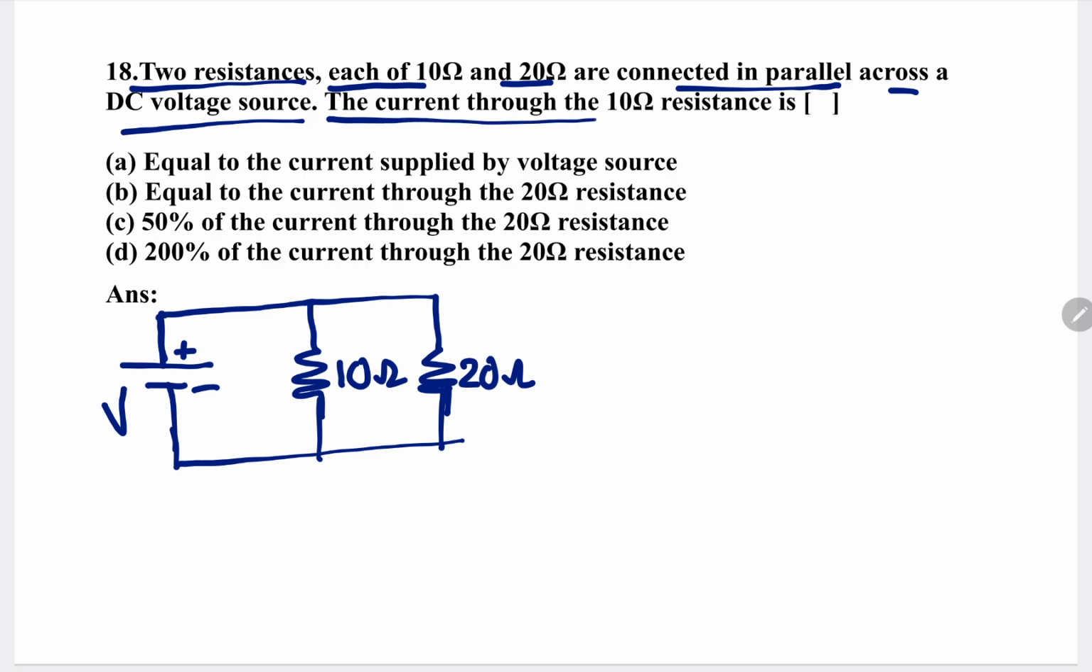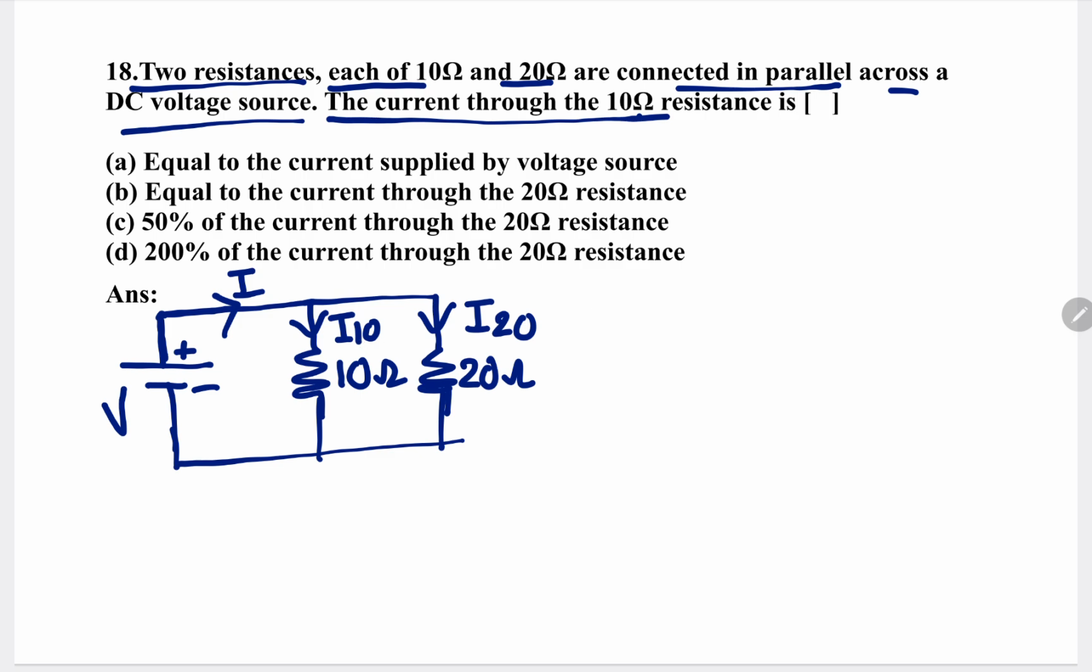We want the current through the 10 ohm, which I call I10, and the current through the 20 ohm, which I call I20. The current coming from the battery I call the total current I. But I want the I10 value, and I want to develop the relation between I10 and I20, or in terms of the total current.